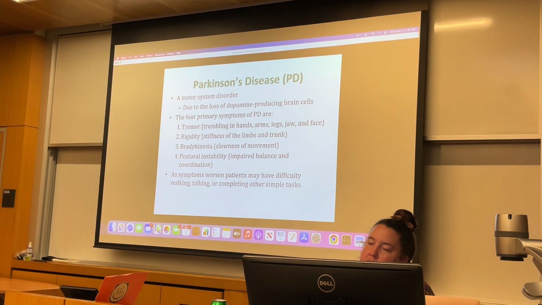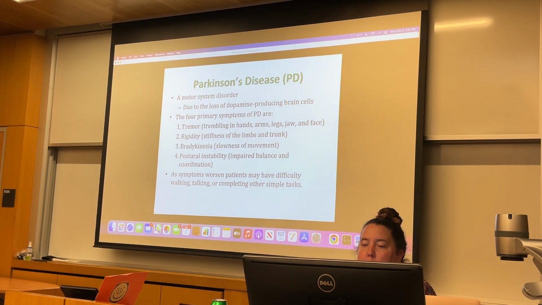Rigidity, including stiffness of the limbs and trunk. Bradykinesia, so think about that. Brady means slow, and kinesia meaning movement, so a slowness of movement. And postural instability, including impaired balance and coordination. They also tend to have a shuffled gait. So they're not able to pick their feet up off the ground, so they shuffle their feet along the ground. It's called a shuffled gait. As symptoms worsen, patients may have difficulty walking, talking, or completing other simple tasks.